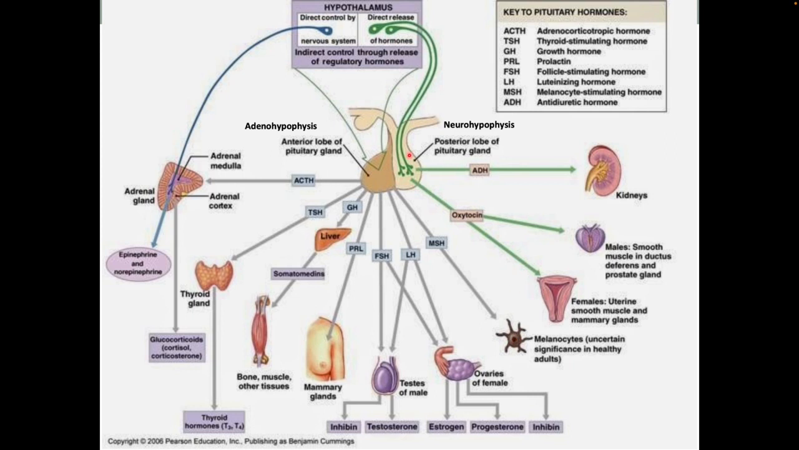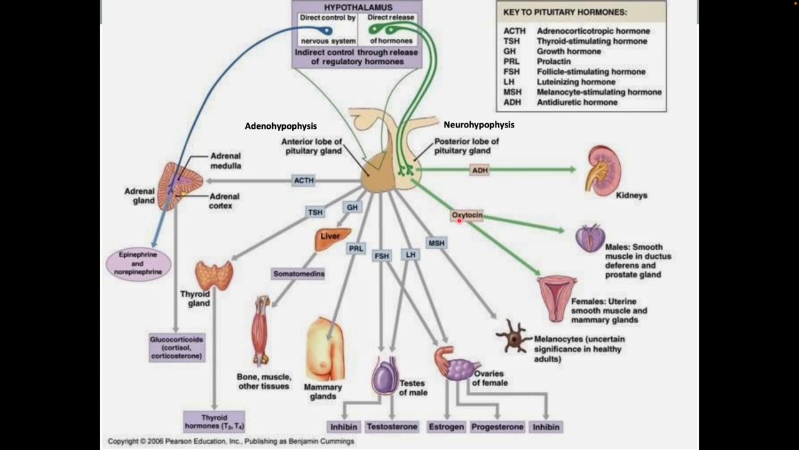Lastly, we have those two posterior pituitary hormones. So we have ADH, antidiuretic hormone. This also goes by arginine vasopressin, AVP. It's going to act on the kidney. It's going to be helpful for regulating blood pressure, amongst other things.